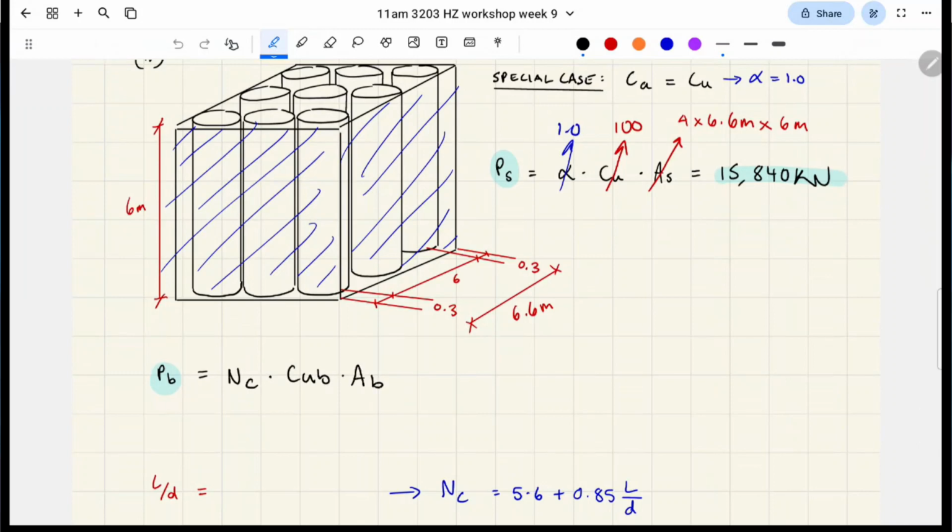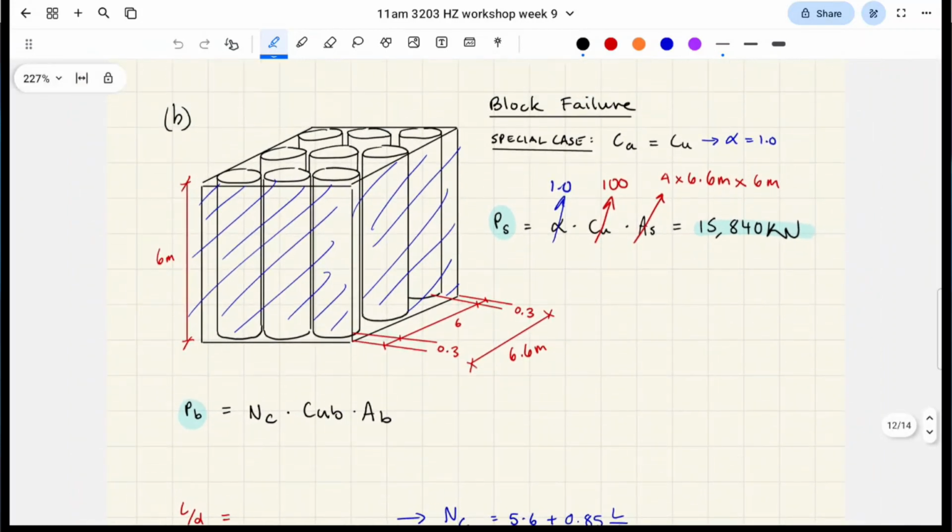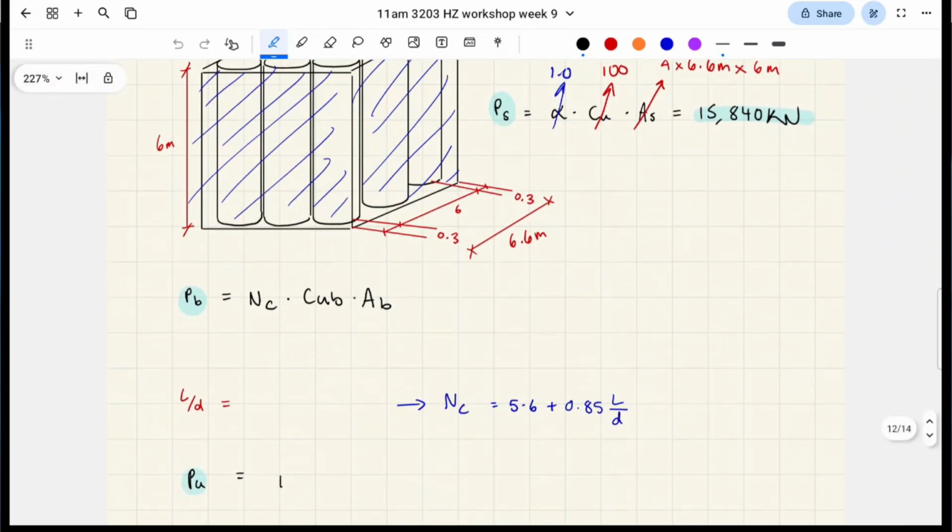So if we consider this whole pile group as a block, right? Do you remember, I had it up on the board before, the case of the stubby pile? It kind of behaves like that now, okay? Because the slenderness ratio is going to be really not slender. It's going to be really low, right?